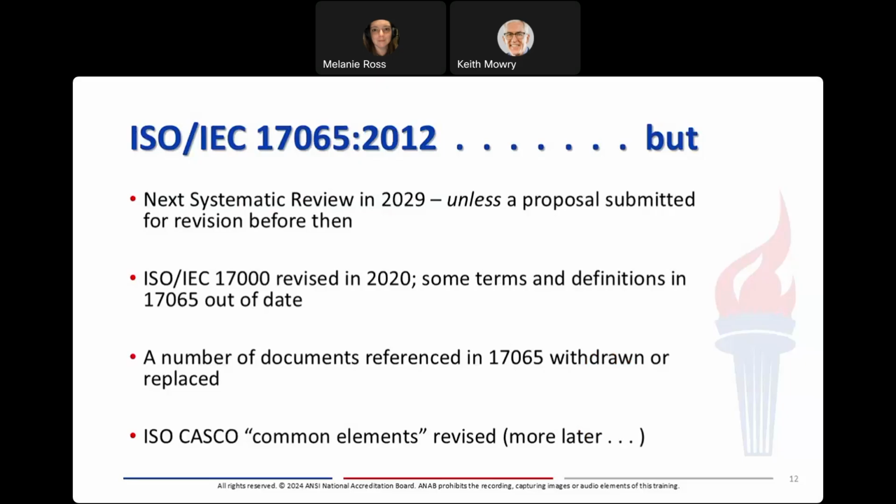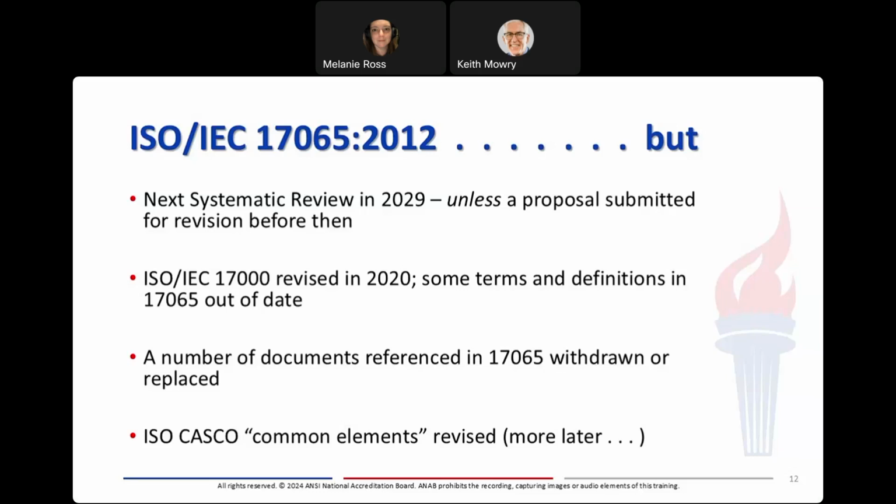Also, even though 17065 was confirmed, it's noted by all the users of the document that the ISO IEC 17000 standard on terminology, that's the one that ISO IEC 17065 took particular note of when it was developed, was revised in 2020. And as we all know, those of us who use 17065 in our daily work, some of the terms and definitions in 17065 are now out of date. They don't really match the existing terminology standard.